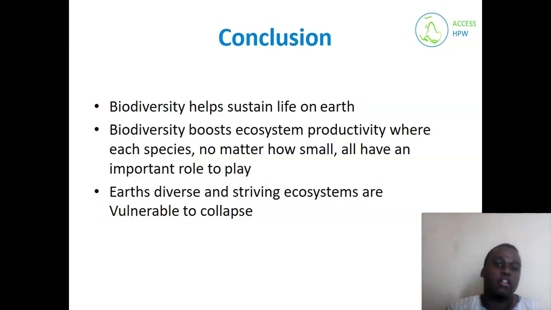So in closing, biodiversity helps sustain life on Earth. Biodiversity plays a crucial role in making the Earth habitable. Biodiversity boosts ecosystem productivity, where each species, no matter how small, has an important role to play. Earth's diverse and thriving ecosystems are vulnerable to collapse. So if we do not change our ways, the ecosystems will collapse, and the ecosystem services that we depend on will also be lost, and then life on Earth will never be the same.